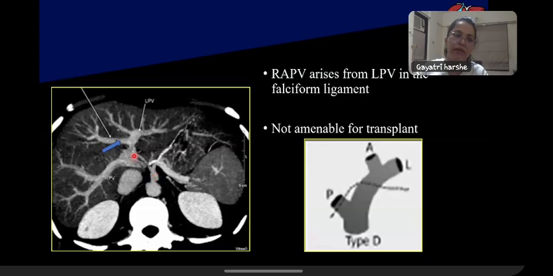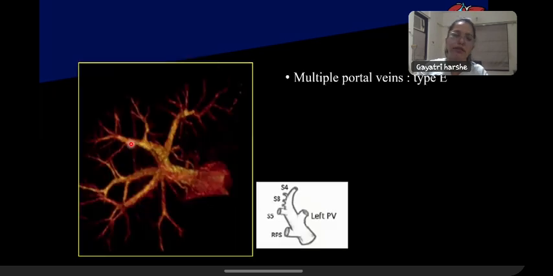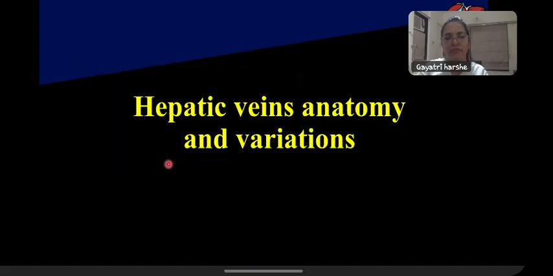This is a type where there is intraparenchymal branching, as I said in the artery, in the vein it is also seen. So this is a right posterior vein, and this is a right anterior vein, which is directly arising from the left portal vein intraparenchymally. These are multiple segmental veins. There is no right and left portal vein. This is not amenable for transplant, but resection can be performed in this particular case.